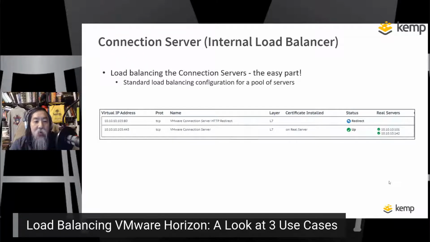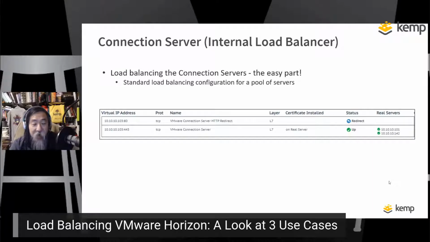It's load balancing port 443, secure HTTP, HTTPS. So you can see I have a virtual IP address, in this case 10.10.10.103, port 443, protocol TCP for my VMware connection server. And I have two real servers, in this case 10.10.10.101 and 142, that are the servers that I'm load balancing. And you can see also I have this port 80 configured for non-secure HTTP, and that's just for a redirect.